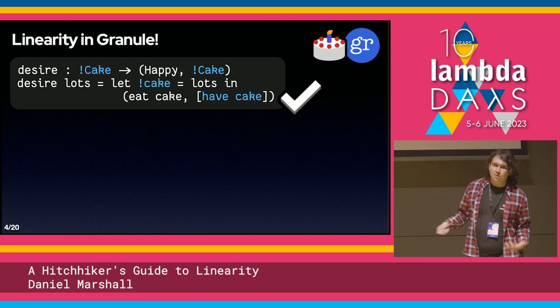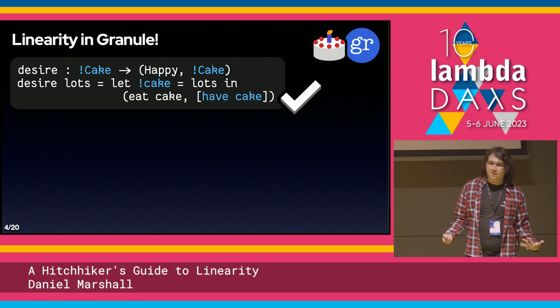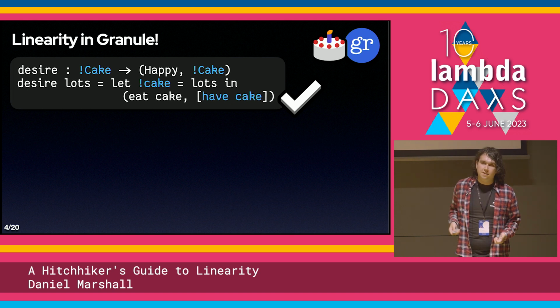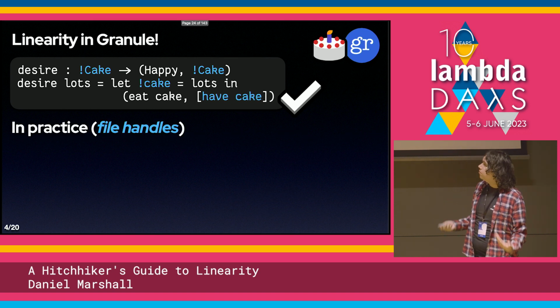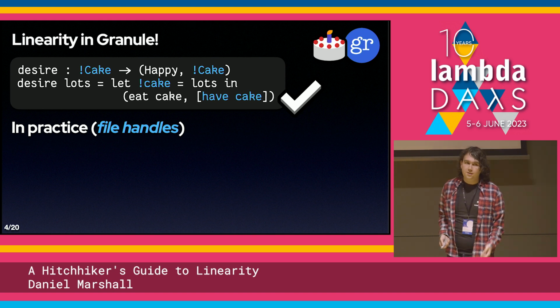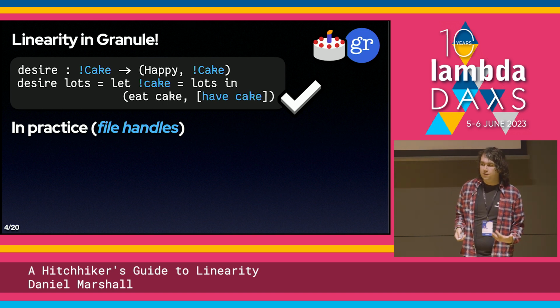So this is a fun toy example. Hopefully that's gotten across the basic ideas, but let's have a look at a slightly more practical example where we do some more interesting things. So let's look at the case of a file handle, which is the kind of thing that we have to use in a linear way.